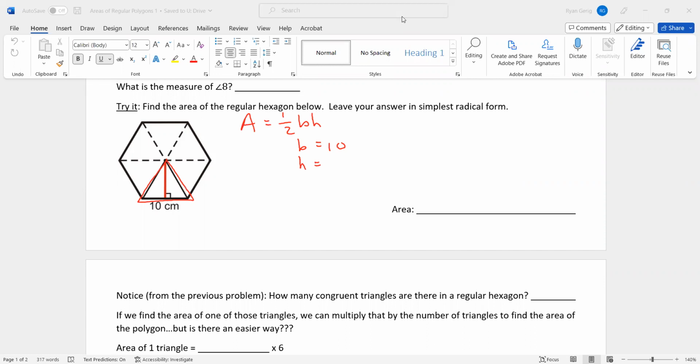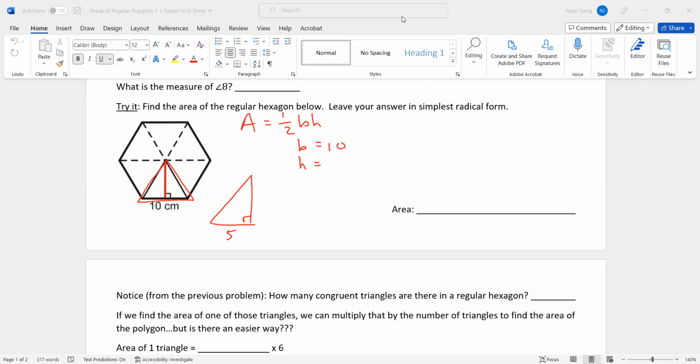Well, we're going to use what we just figured out to solve for the height. Well, what do I know? Well, I know that this is 5. That apothem cuts that side in half. Okay.